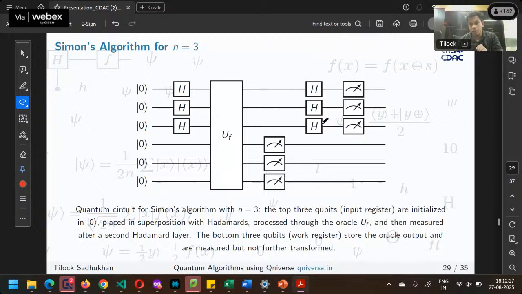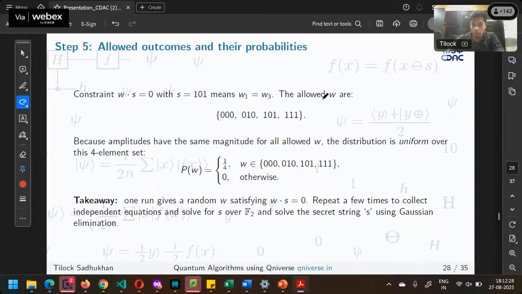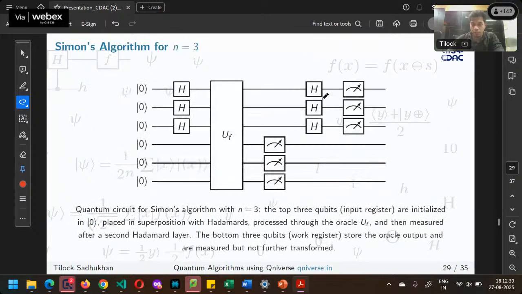And if we apply again a set of Hadamards, we are going to get a superposition of all of the states, and only those terms will be surviving for which s dot w is going to be 0. So here is the intuitive circuit.